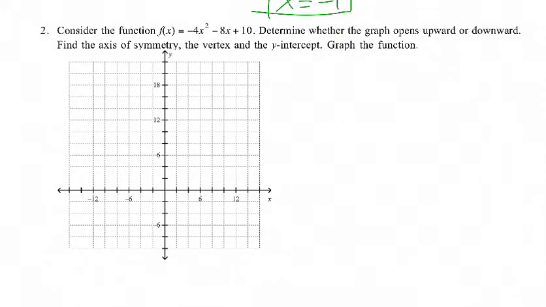Consider the function f of x equals negative 4x squared minus 8x plus 10. Determine whether it opens upward or downward. Find the axis of symmetry, the vertex, and the y-intercept, and graph the function.